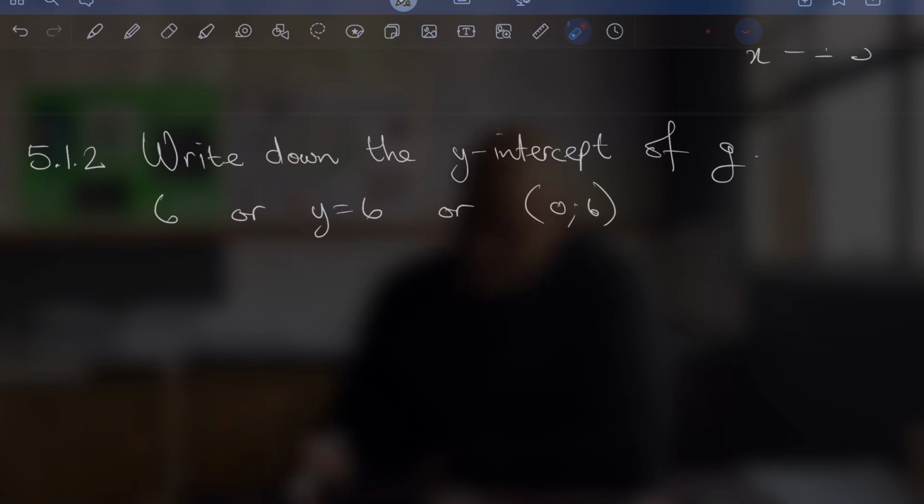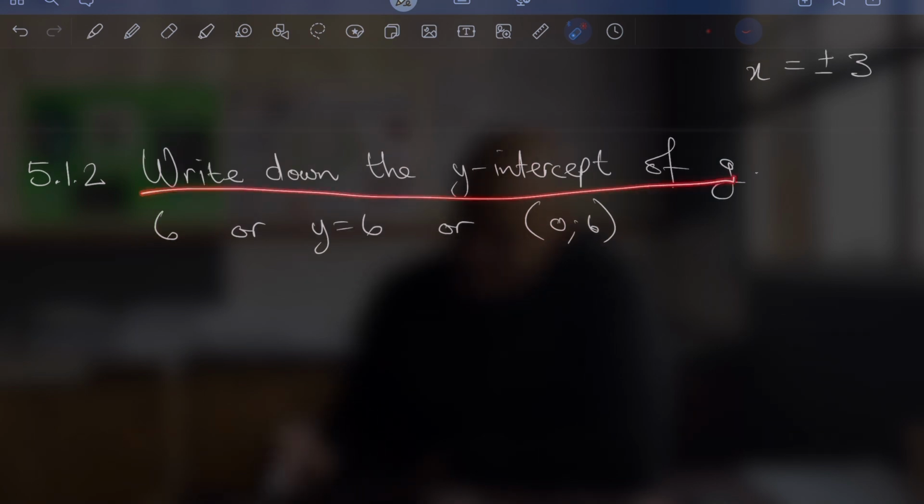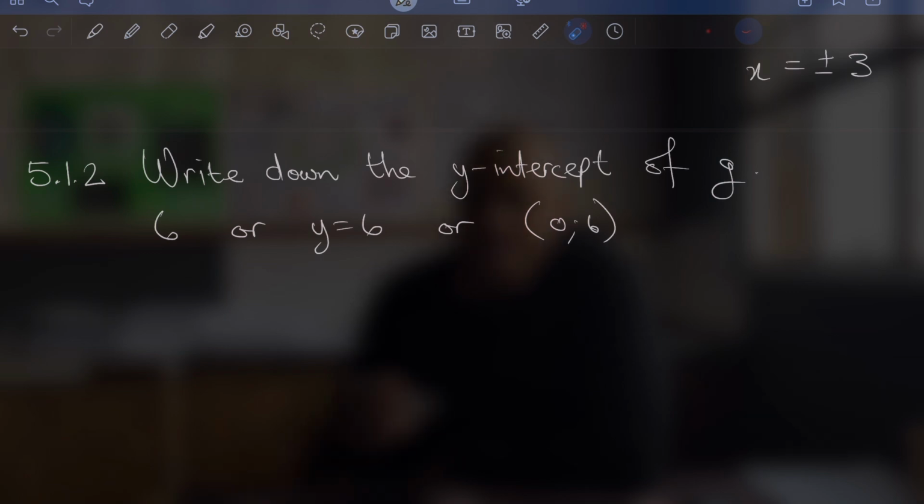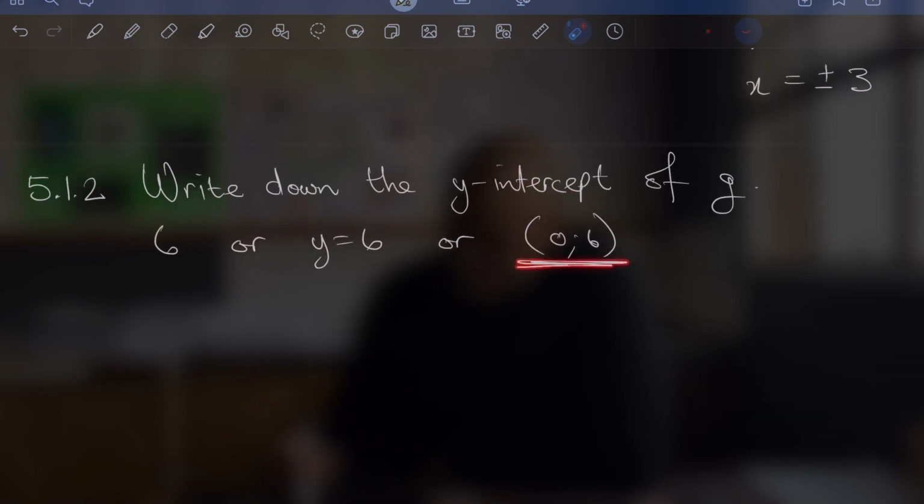Just note that because the question is asked in this way, you would not be penalized if you did not write it like this. The y-intercept means 6, right? So the y-intercept, and this would be the x-intercept. If it was asked of you to write down the coordinates of the y-intercept, then this would be your answer only. You would be forced to write this, and then these would not be correct. But in this case, you could write any one of those three.